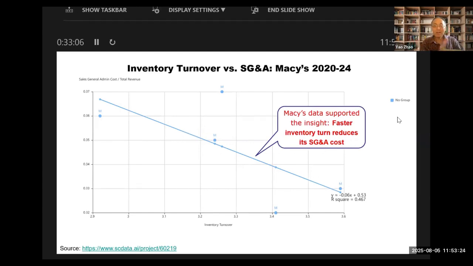Through the data analysis, you can provide convincing evidence to help this company diagnose the problems in the area of inventory management, and really point to the impact of inventories on their financials, and also identify problems for Macy's, for example.